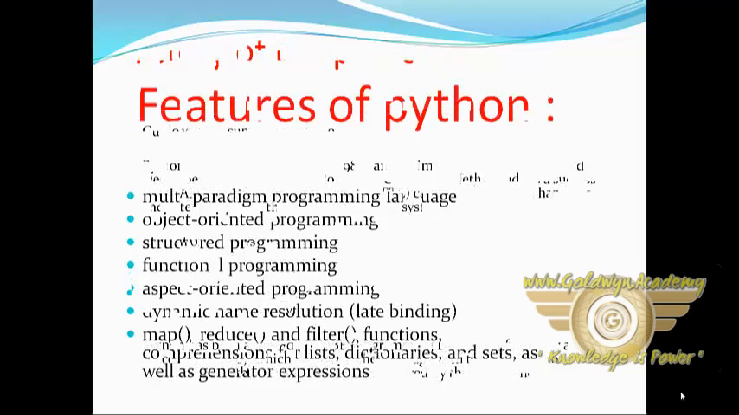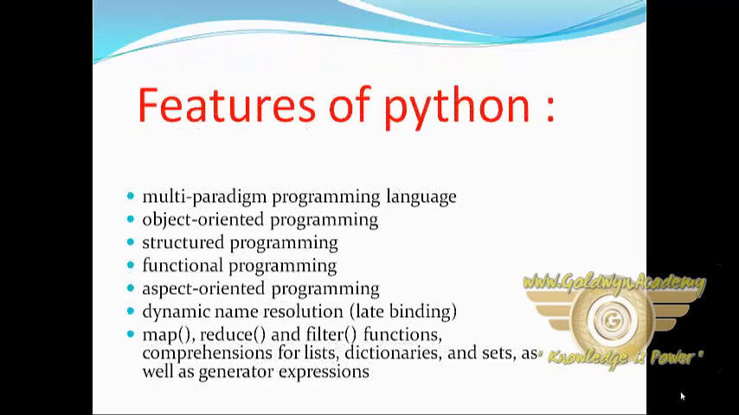Now friends, we see the features of Python language. There are many features of Python. It is a multi-paradigm programming language. It is also object-oriented programming, structured programming, functional programming, aspect-oriented programming, and dynamic name resolution. It is also called late binding, which binds a method and variable names during program execution. Map, reduce and filter functions, comprehensions for lists, dictionaries and sets, as well as generator expressions.